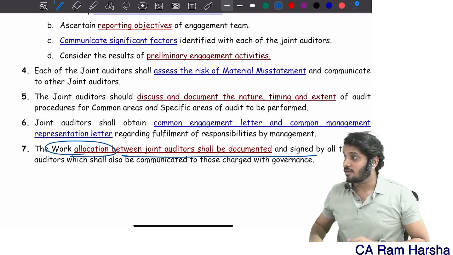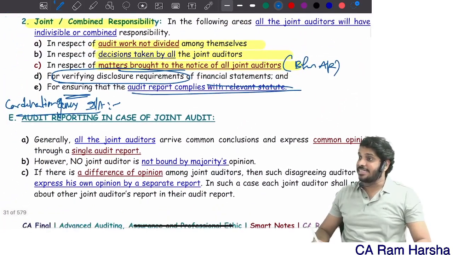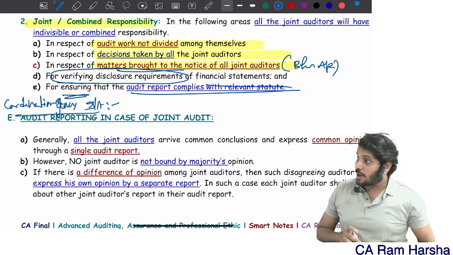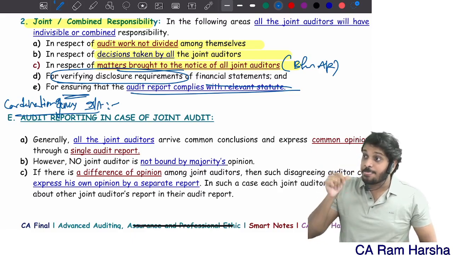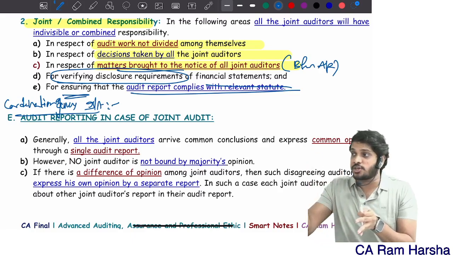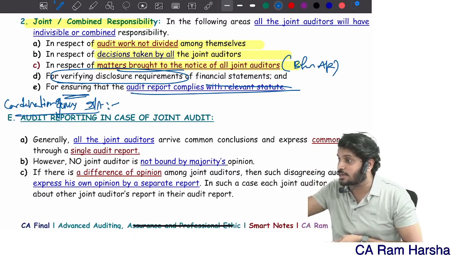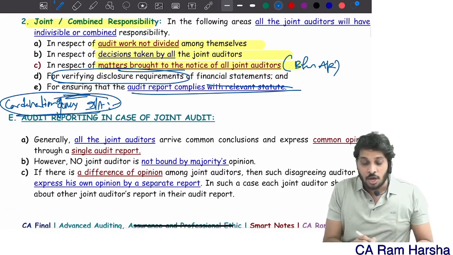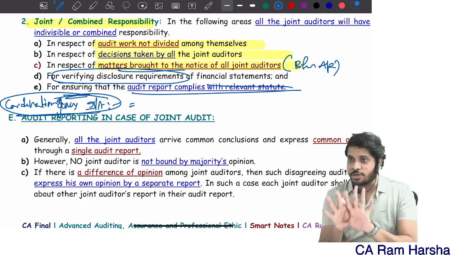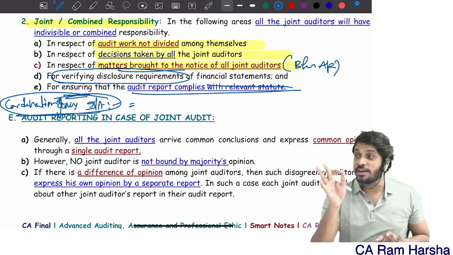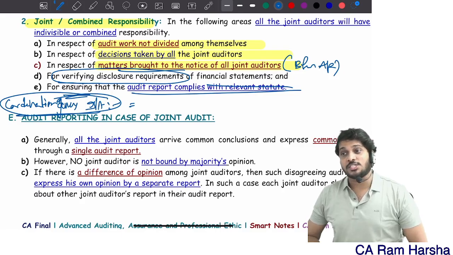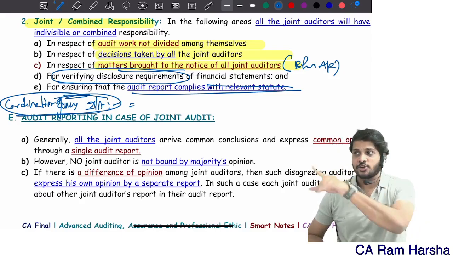Correct? So a joint auditor is entitled to rely upon the work performed by other joint auditors. At the same time, if a joint auditor identifies any scenario that affects other joint auditors' work, he should immediately bring it to the notice of the other joint auditors on or before the date of the audit report. That is called coordination among joint auditors. That point is missing. Please make a note of it. Further, in this standard, there is an objective. What is the objective of joint audit? That we have given in the question bank.